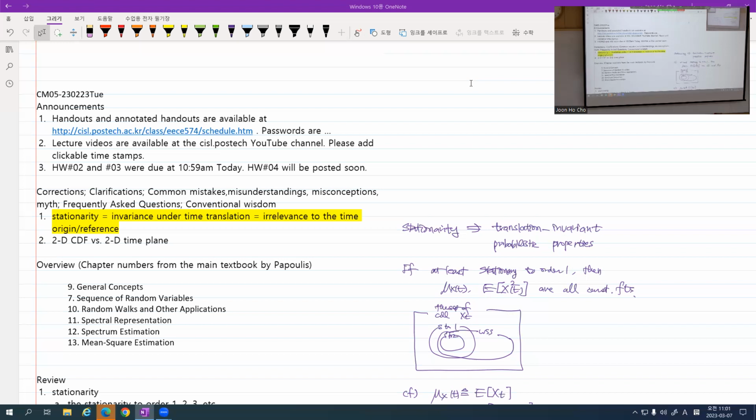Corrections, clarifications, common mistakes, misunderstandings, misconceptions, myths. So people say that stationarity means what? Something does not change. That does not mean that the random process is a deterministic signal, okay? Some statistical property does not change. So stationarity in a very, very wide sense just means that some statistical property, which could be described by a PDF or by an expected value of something, it could be anything, does not change.